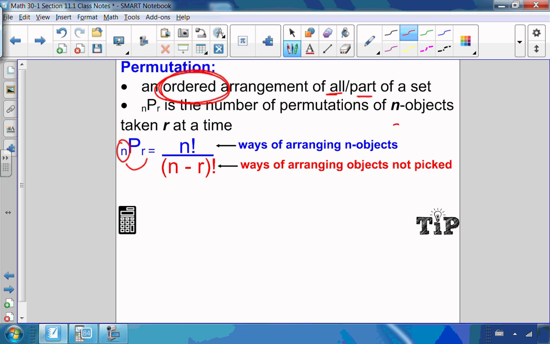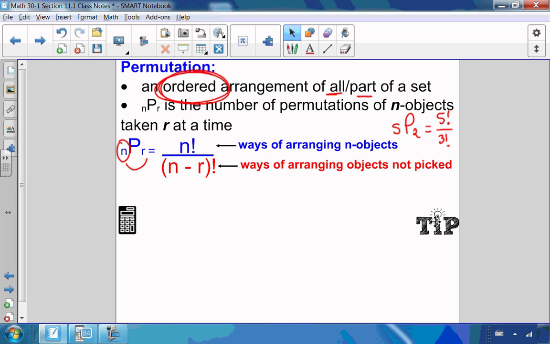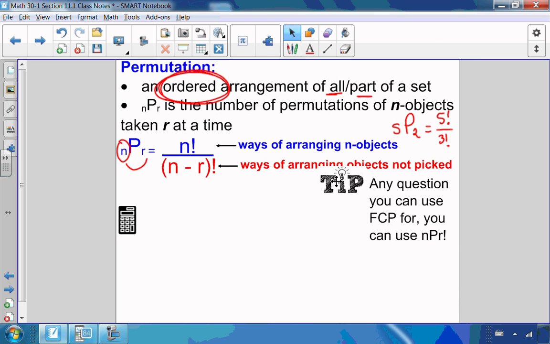For example, if I have the arrangements of 5 objects taken 2 at a time, applying that formula, I would do 5 factorial divided by 3 factorial. 5 take away 2 is 3. Because 5 factorial is all of them, but I'm only choosing 2 objects at a time, meaning I'm not choosing the other 3. That's why I divide by the 3 factorial. So any question that you can use fundamental counting principle for, you can use nPr.